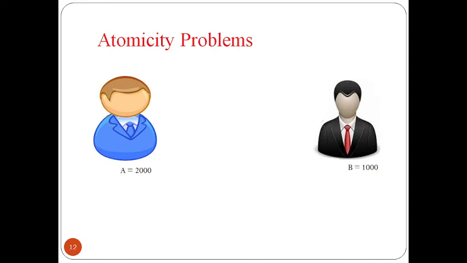Next problem is the atomicity problem. What do you mean by atomicity? First we can understand that. Suppose two persons have accounts in one bank, and user A has 2000 in his account and user B has 1000 in his account. User A wants to transfer 500 rupees to B. So what operations are performed in the backend or in the file system? A equals 2000 minus 500.